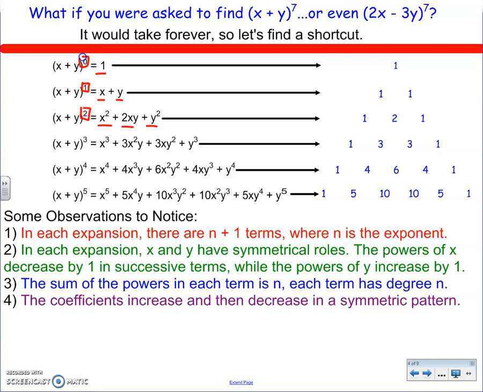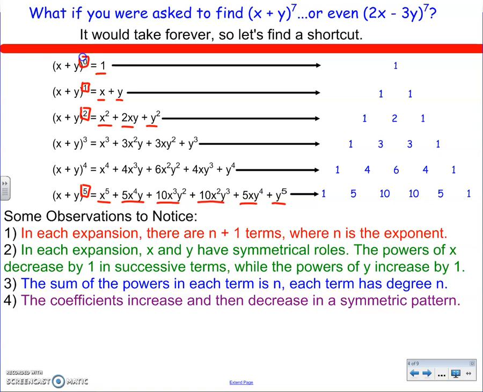There's 3 terms. It's kind of like when we did synthetic division or long division. I always said there's always one more term than the degree. Even down here, this 5th power, degree is 5. There are 6 terms. 5 plus 1 is 1, 2, 3, 4, 5, 6. Next, in each expansion, x and y have symmetric roles. The powers of x decrease by 1 in successive terms, while the powers of y increase by 1.